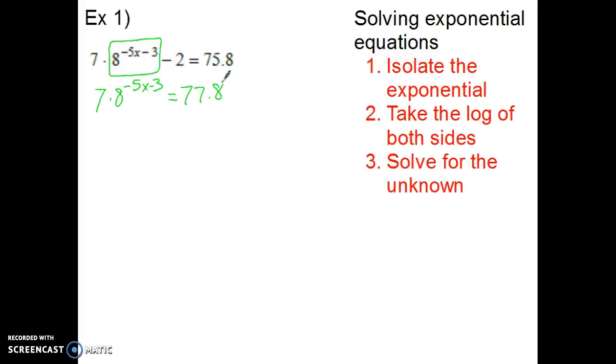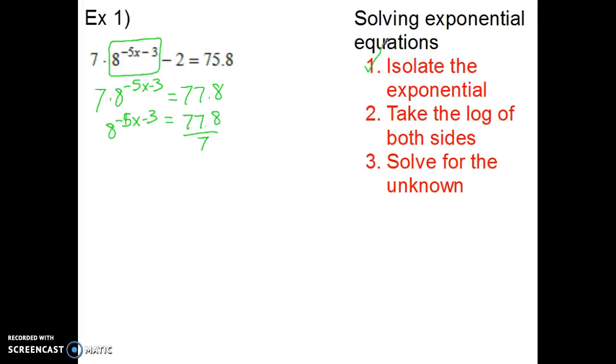After that, I want to get rid of that 7, so to get rid of times 7, we'll divide both sides by 7. We'll have 8 to the negative 5x minus 3 is equal to 77.8 over 7. We'll leave this like a fraction for now to try to stay as exact as possible. Now, that's step 1 done. This is when we get to step 2, right?